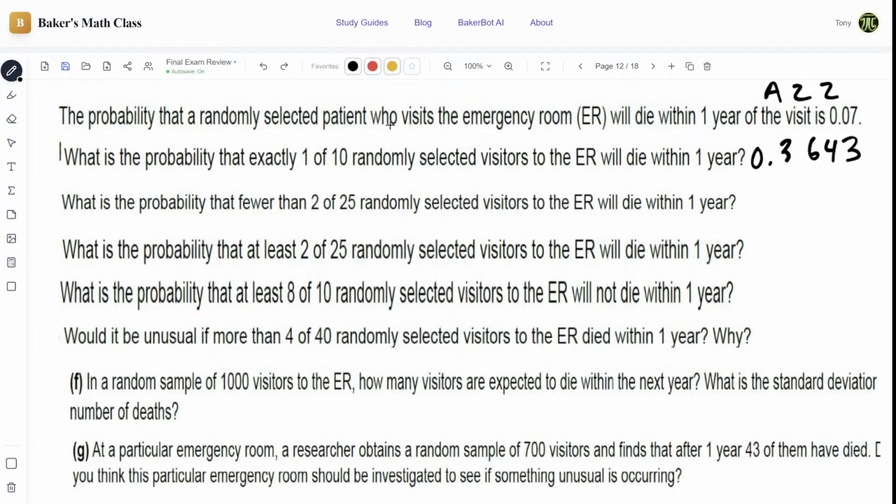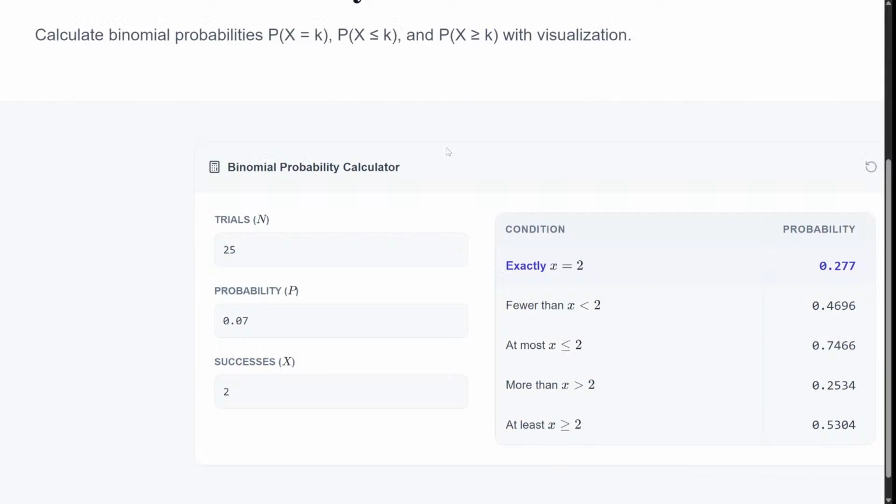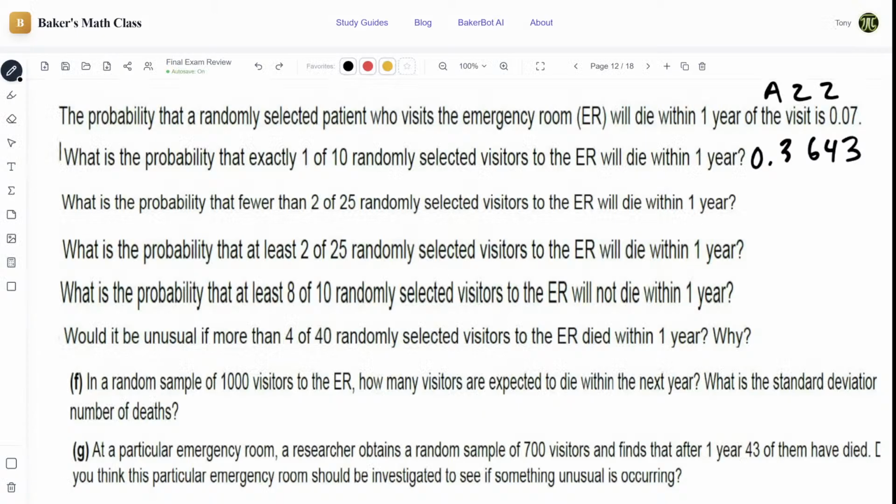What's the probability that at least 2 of 25? Nice thing is we don't have to change anything, and that's 0.5304. Which sounds crazy. That there's a 53% chance that at least 2 of those 25 people will die within a year of being in the ER. Make sure you're reading.